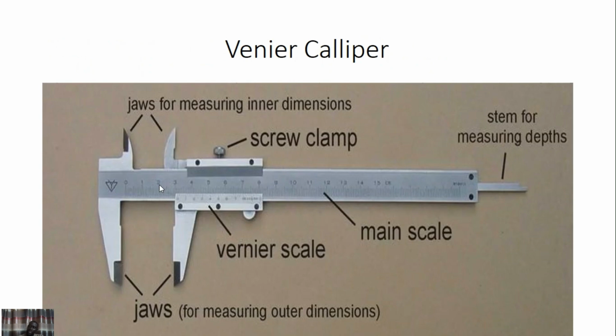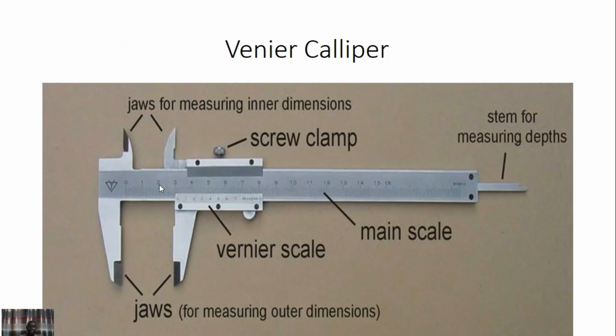Now, one of the instruments that usually comes out in JAMB is the Vernier caliper, and this is the diagram of a Vernier caliper. Usually, they will not likely ask you to identify the parts. What they usually come up with is for you to read from the Vernier caliper, and that's what we'll do.